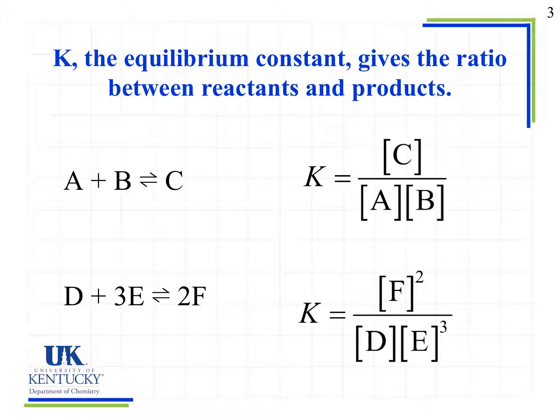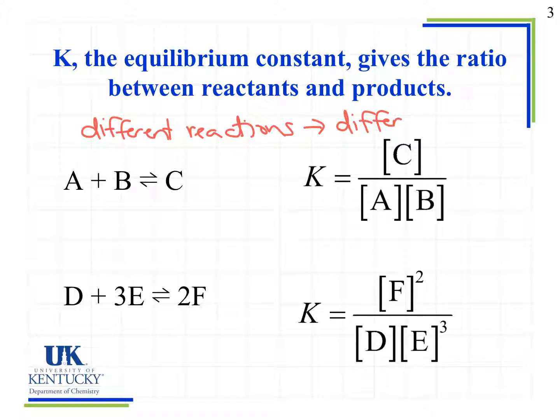Now we mentioned earlier the equilibrium constant K, and it tells us about the ratio between reactants and products. Now this constant is constant to a point, but it's for a specific reaction under specific conditions. So if I have a different reaction, or different conditions, I'm going to have a different value of K.